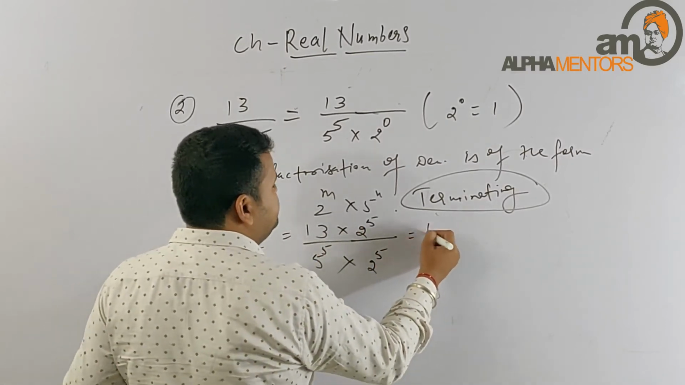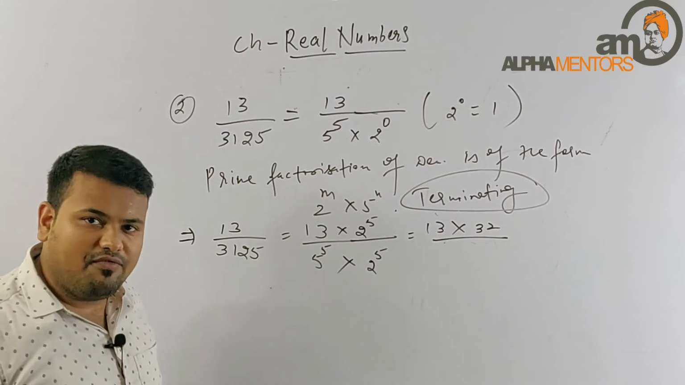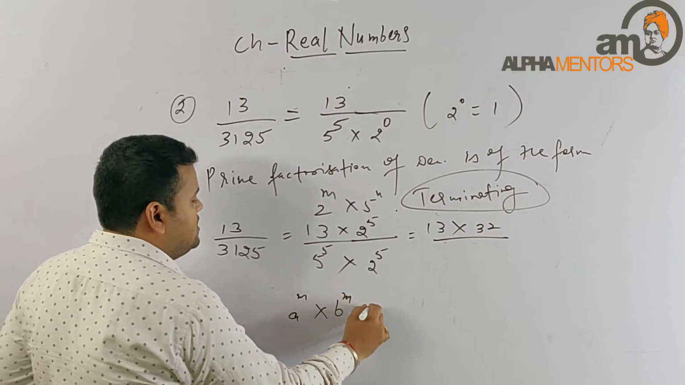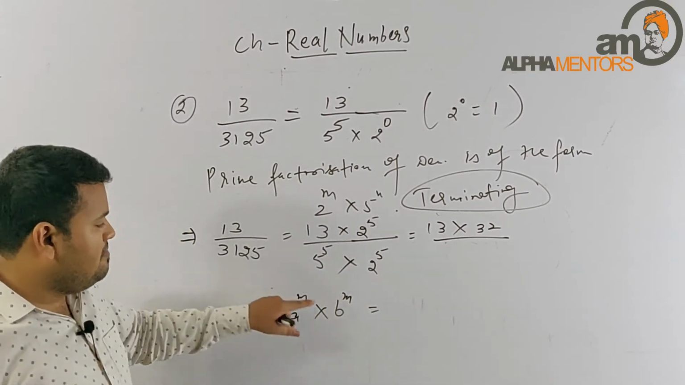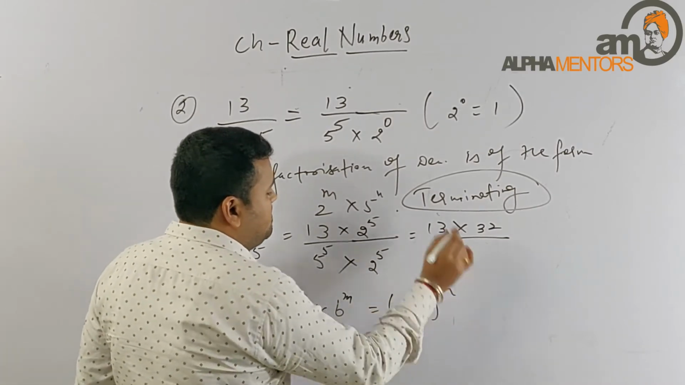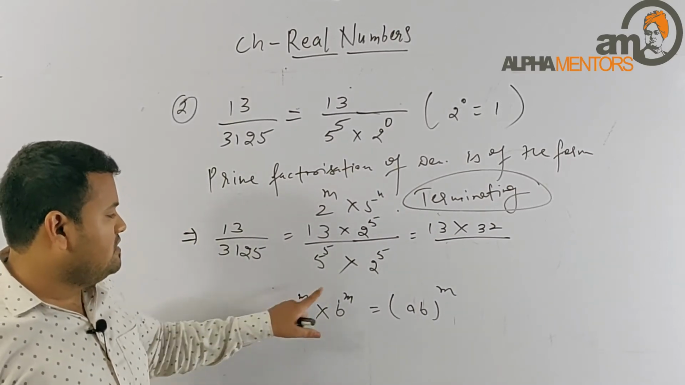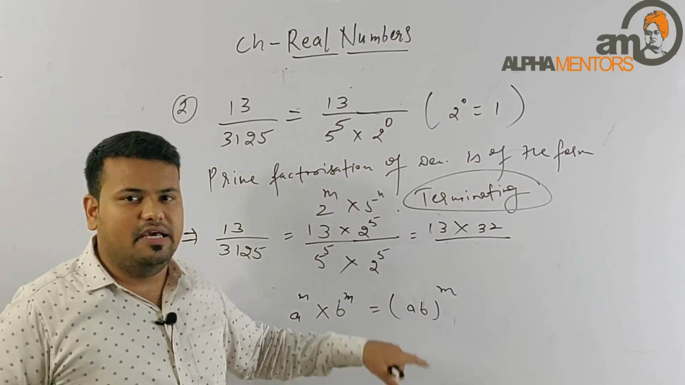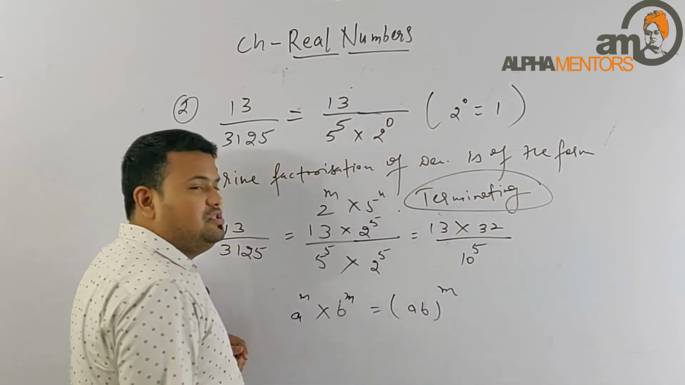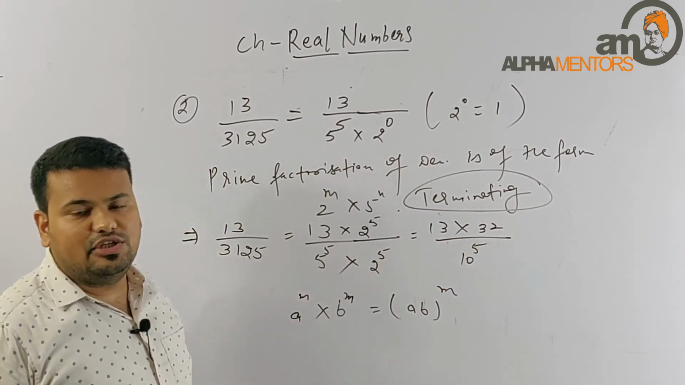So in the numerator, 13 multiplied by 2 to the power 5, which is 32. And in the denominator, you know the properties of exponents: a to the power m, b to the power m. If the exponent is the same, the bases are multiplied and the exponent remains the same. I think you know this property. So here we get 10 to the power 5, because 2 and 5 multiplied give 10, and the exponent 5 stays the same.